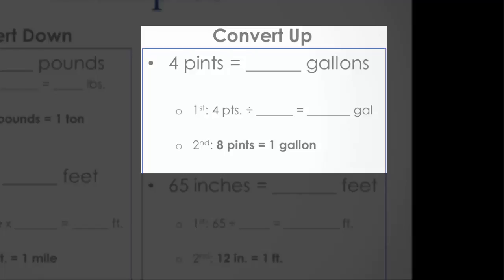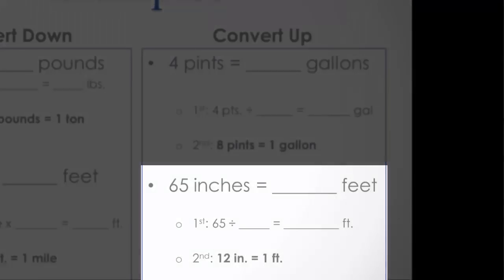So my first step is to take what I know, 4 pints, and I'm going to divide it by whatever my relationship is. So my second step tells me that my relationship is 8 pints equals 1 gallon. So I can pick out the 8 and put it back into my equation. So now I have an equation of 4 pints divided by 8 equals 4/8 gallons. Or, if I simplify or reduce, it equals 1/2 gallon.